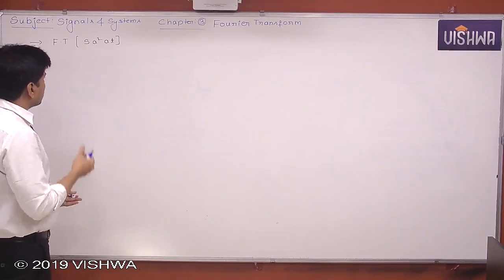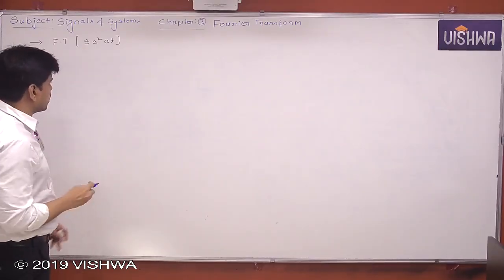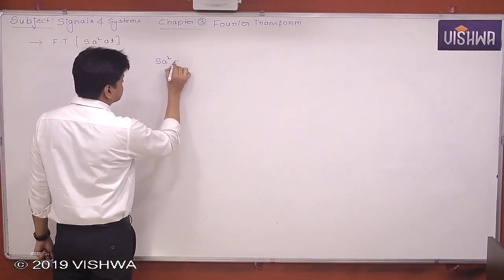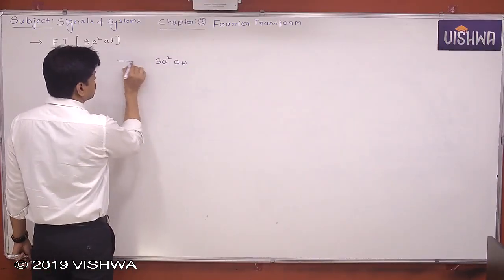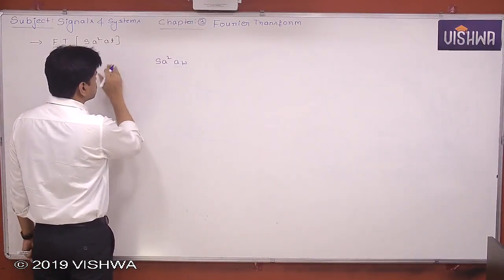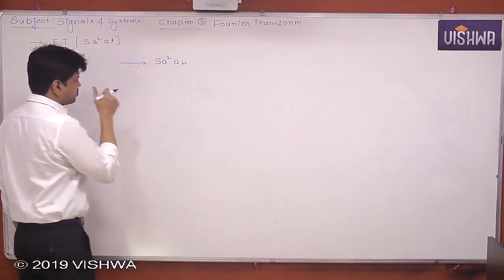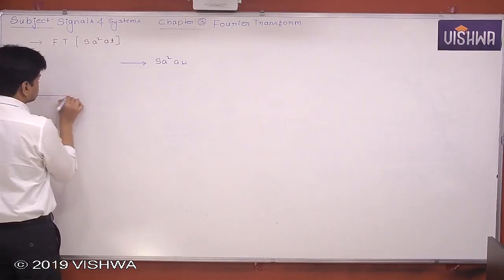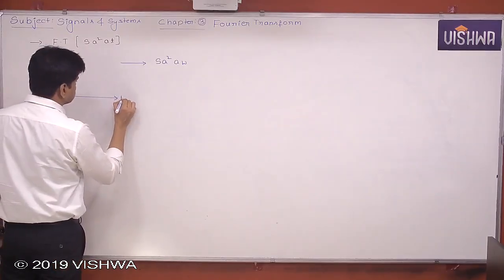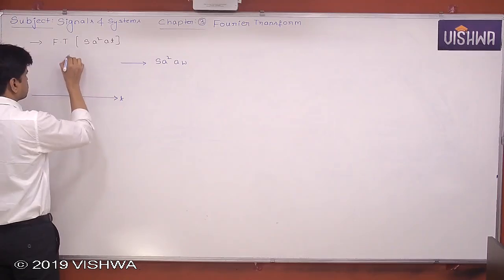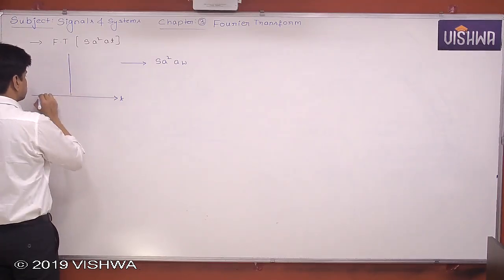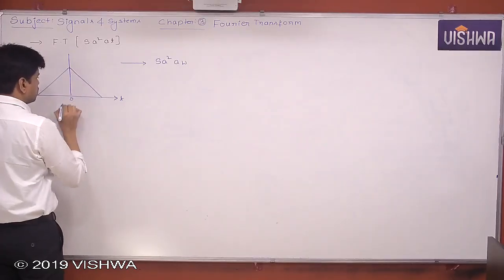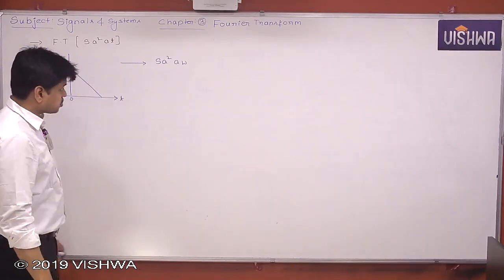So for this one, duality is nothing but sampling square a omega. So to get sampling square a omega, what should be the time domain? The time domain is nothing but a triangular function. Okay, triangular function, I can understand.